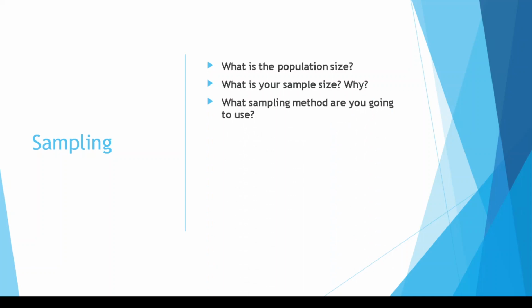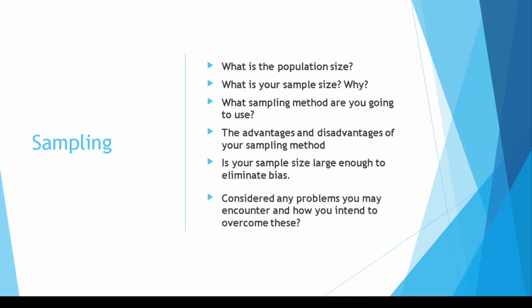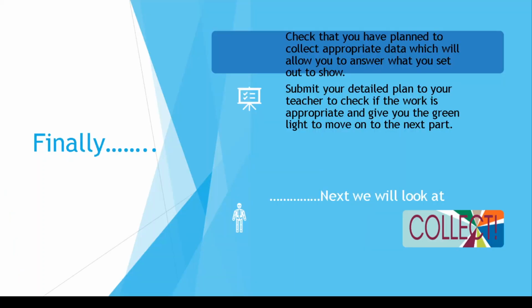What sampling method are you going to use? What are the advantages and disadvantages of your sampling method? Is your sample size large enough to eliminate bias? So say out of 100, are you just going to use 5? Is that large enough? Are you going to use 50? And then consider any problems you may encounter and how you intend to overcome these problems.